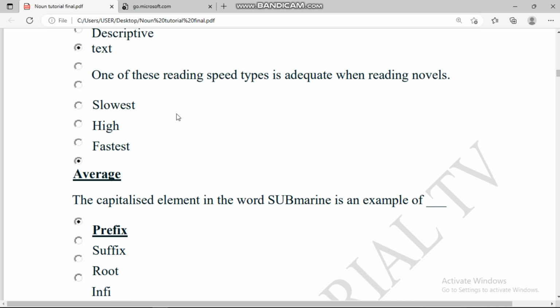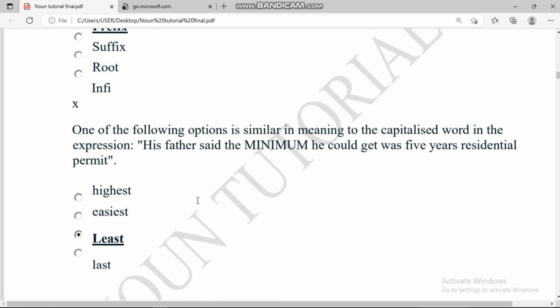One of these reading speed types is adequate when reading novels. When reading novels, the speed type is average. The capitalized element in the word submarine is an example of a prefix. SUB, there is the prefix. Meanwhile, a suffix is at the end while a prefix is at the beginning.